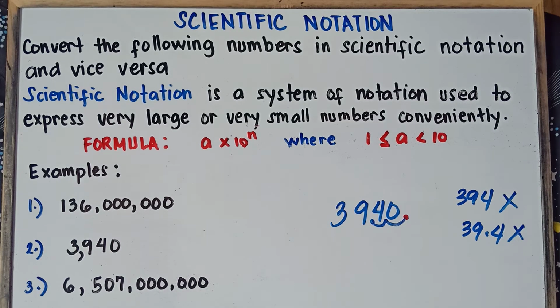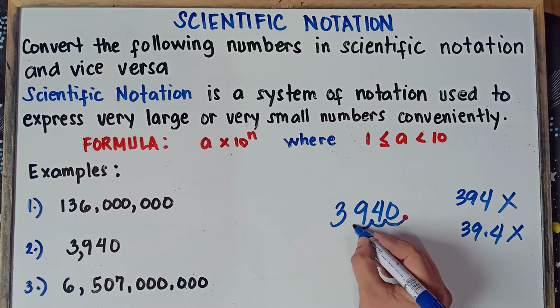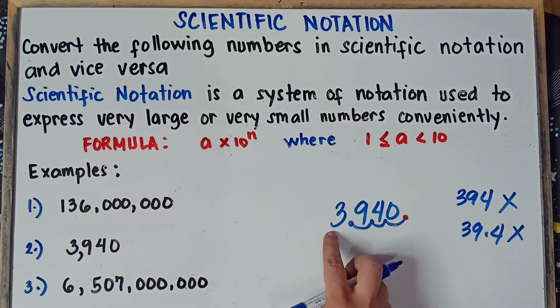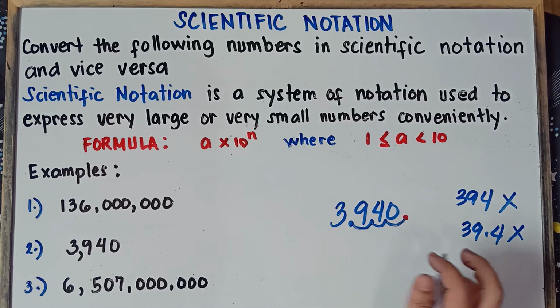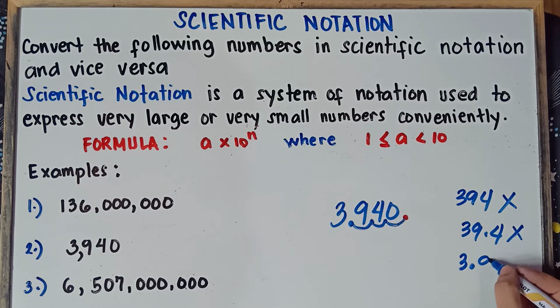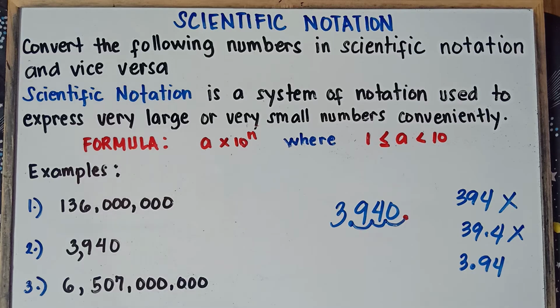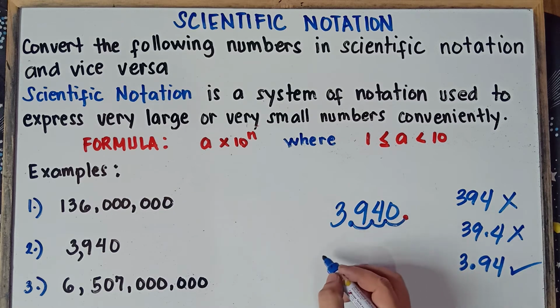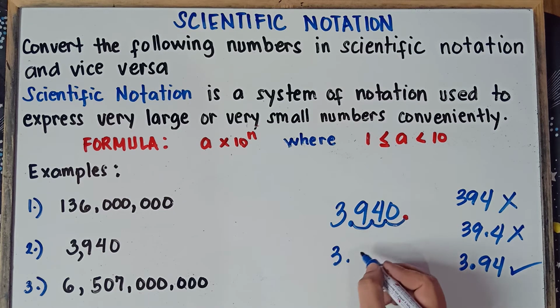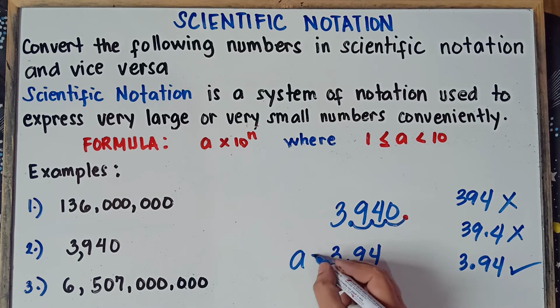So once again, we need to move the decimal point right to left once more. Once, and this will be in between 3 and 9. So therefore, this will be 3.94. Can we have that one, class, with regards to the value of a? Is 3.94 less than 10? Yup, 3.94 is less than 10, and it is greater than 1. So therefore, this will be 3.94 with regards to the value of a.